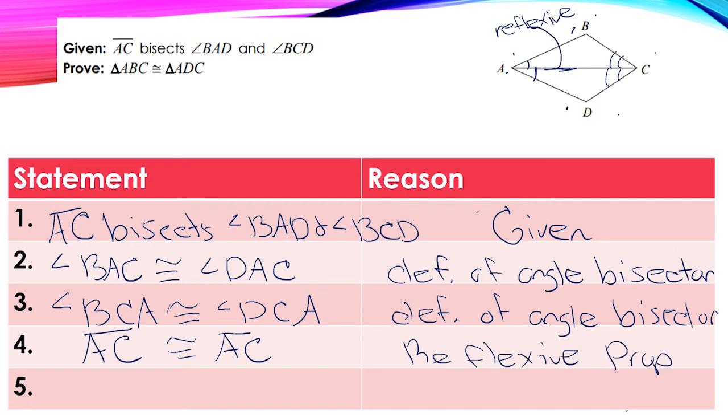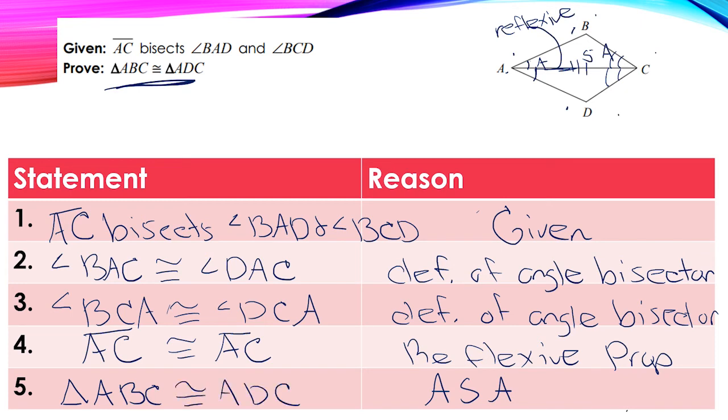Alright, so we have a pair of congruent angles, congruent sides, and congruent angles. So what theorem would that be? That would be angle, side, angle, and I'm just going to go back and write in what I've proved here. I've proved that triangle ABC is congruent to ADC. So we have proven these two triangles congruent using the angle, side, angle theorem.